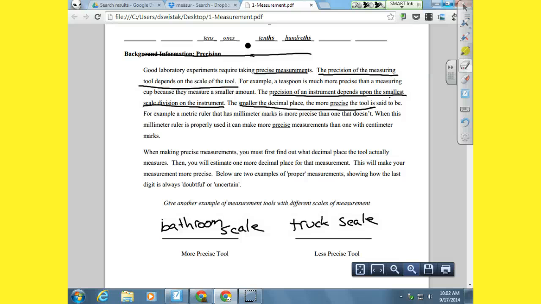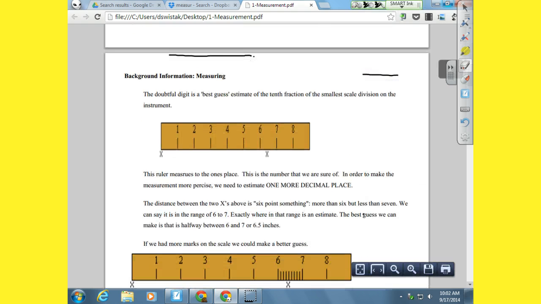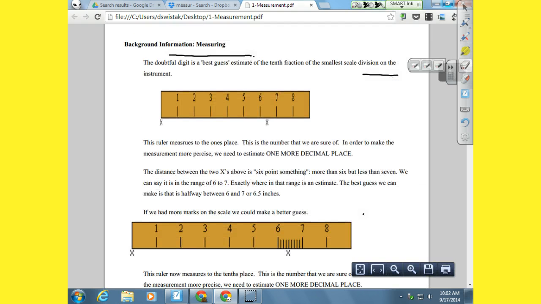Let me get a clear page here, and I'll go on to the next page. Again, this was all kind of easy on this first page. Okay. Doubtful digit is a best guess estimate of the tenth fraction of the smallest scale. Oh, okay, that's confusing. What does that mean?